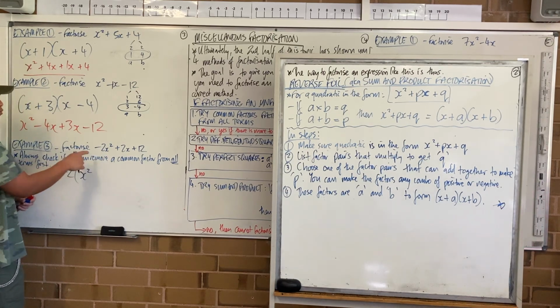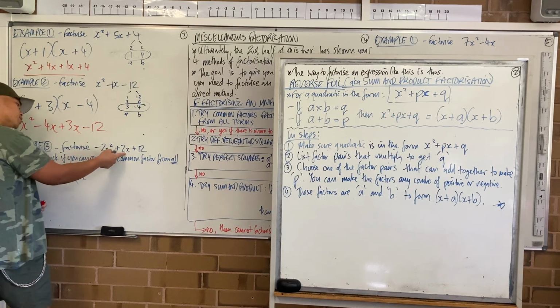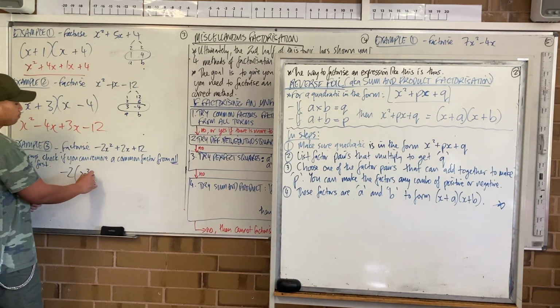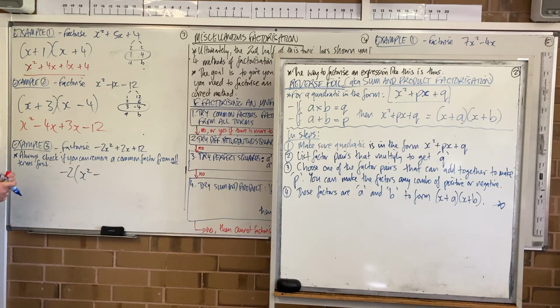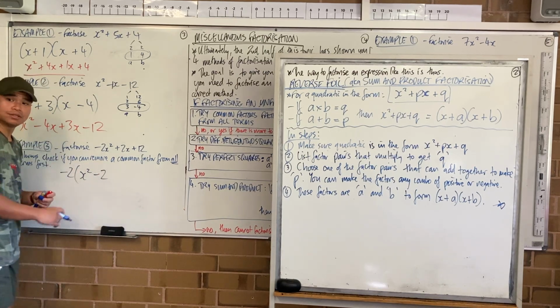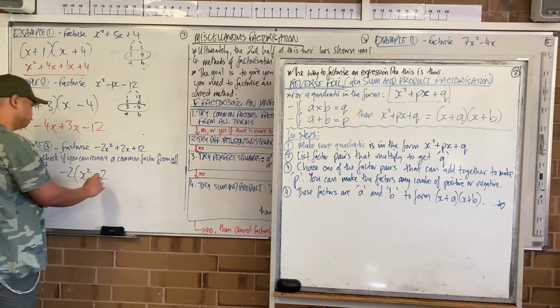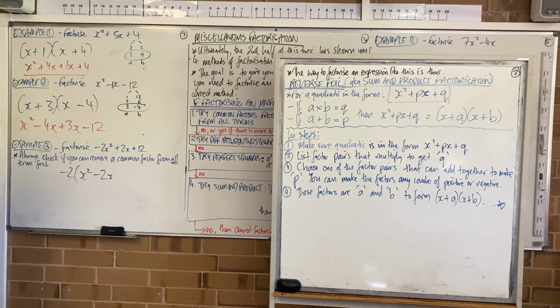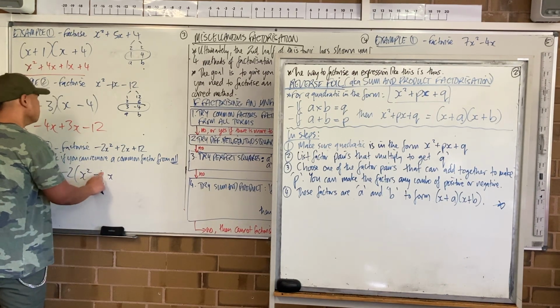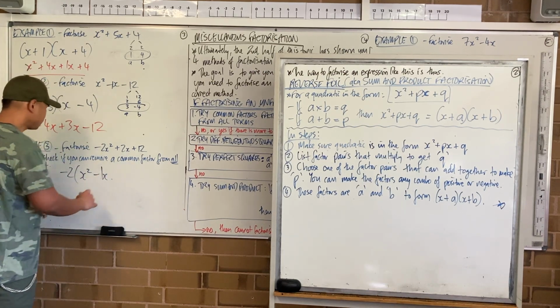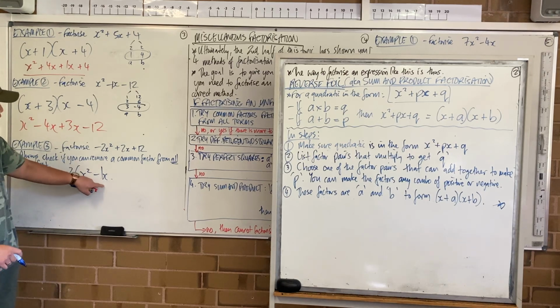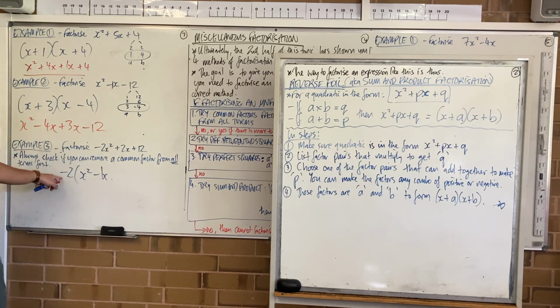X squared. What do I times negative 2 by to get positive 2x? Negative 1x. Negative 2 times negative 1x is going to be positive 2x. What do I times negative 2 by to get positive 12? Negative 6.